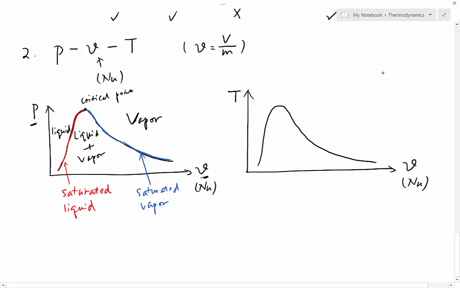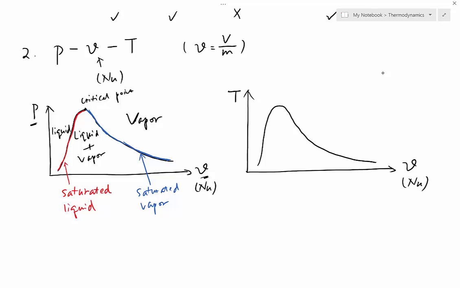Very similar to P versus nu diagram, we have T, temperature versus nu, specific volume diagram, because sometimes it's easy to measure pressure, while other times it might be easier to measure temperature, so you do have a choice. And then we have the second diagram, which is a T versus nu diagram. For T versus nu diagram, you also have this dome. It's also called vapor dome.